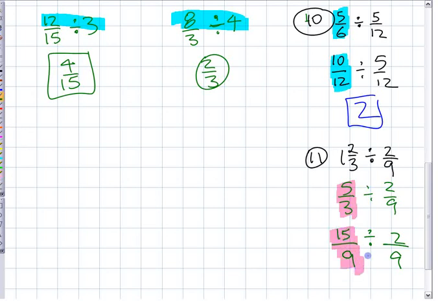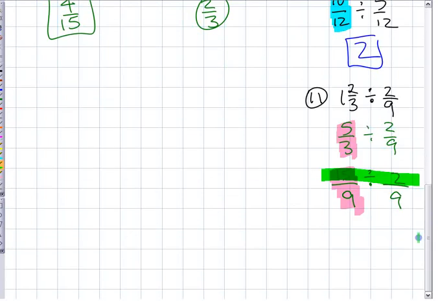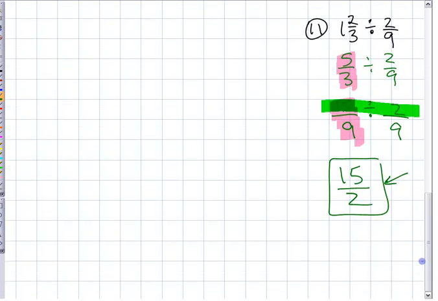15 ninths. Now this doesn't work out nicely. 15 divided by 2 doesn't work out nicely. Whatever 15 divided by 2 is, you can just write it as a fraction. 15 divided by 2 is 15 halves. Just write the answer like that. If it doesn't work out nicely, just write those, divide those. 15 divided by 2, 15 over 2.